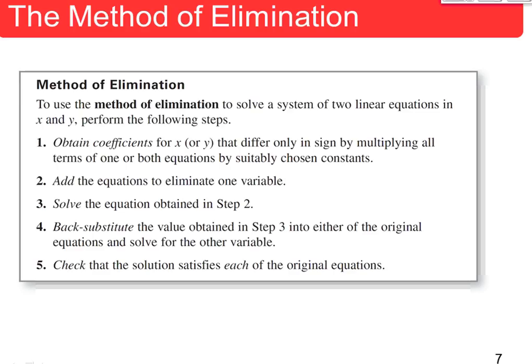I'll read through it with you, and then if you want to write more than the time that I go through it, you can pause this recording and do that. To use the method of elimination to solve a system of two linear equations in x and y, perform the following steps. Step 1 is obtain coefficients for x or y that differ only in sign by multiplying all terms of one or both equations by a suitably chosen constant. I think in that last one, it was 2's and 5's. And then we add the two equations to eliminate one of the variables.